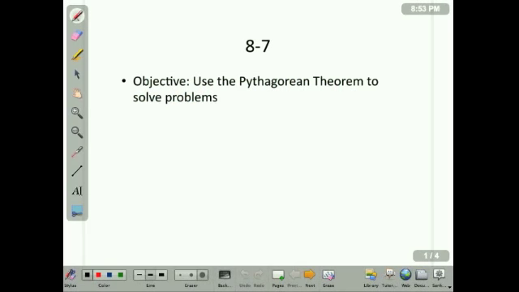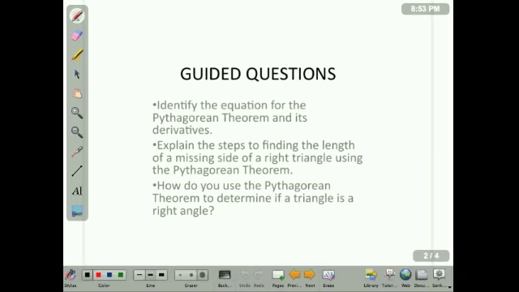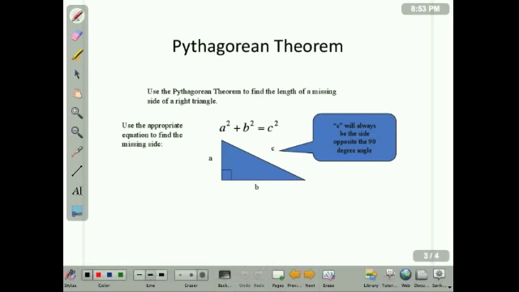Today we're going to learn to use the Pythagorean Theorem to solve problems involving triangles and to determine if those triangles are in fact right triangles. Some guided questions to resolve by the end of the presentation. Alright, so we've got a right triangle and we're told about Pythagorean's theorem. Some key elements.